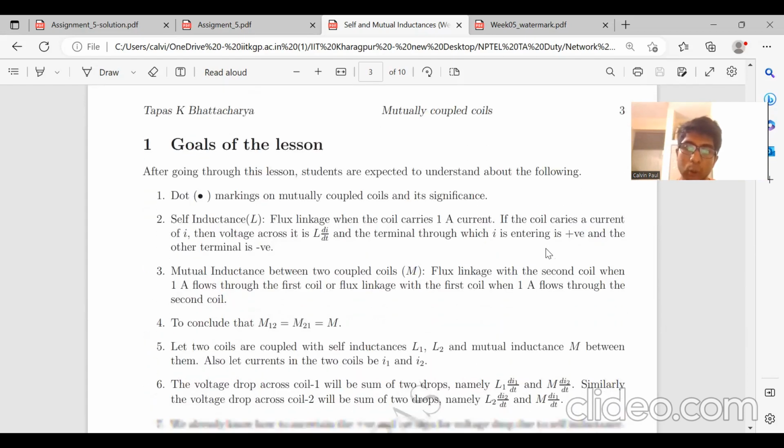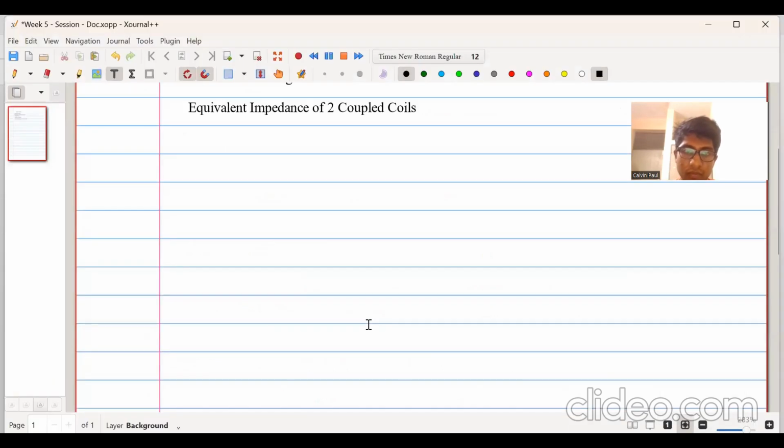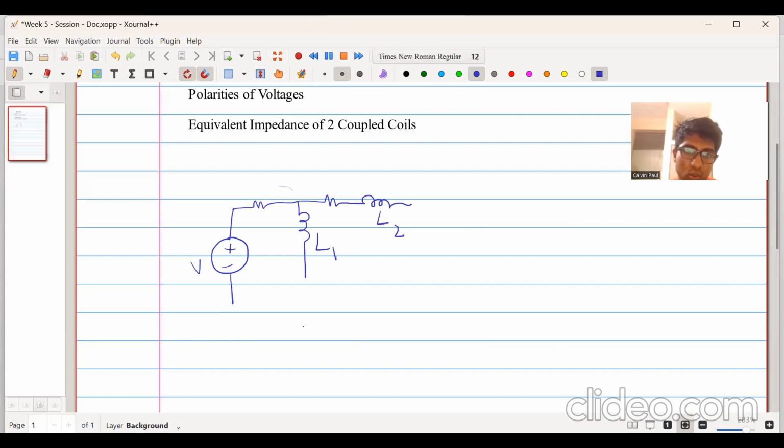Right? So one main thing which we want to do is the dot marking of mutually coupled coils and its significance. What do you mean by coupled coils? Let us consider just a simple network like this. This is a voltage source. There is a resistor here. There is an inductor here, L1. There is another resistor here. There is another inductor here, L2. And there is a mutual inductance between these two coils.